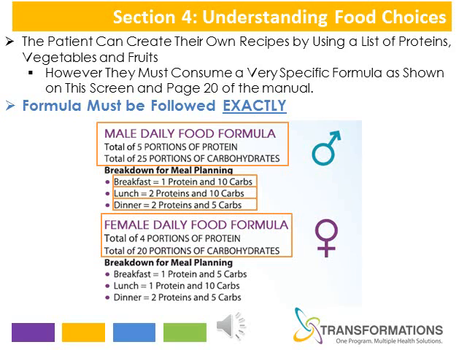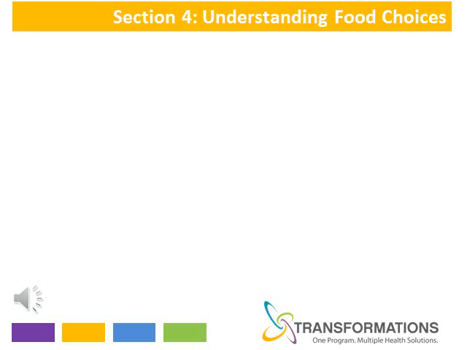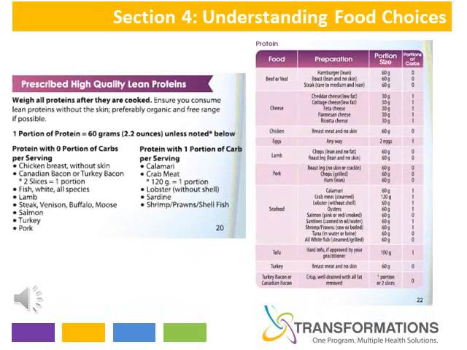Here is the formula of how many portions of protein and carbohydrates can be consumed on a daily basis for women. 4 portions of protein and 20 portions of carbohydrates. The breakdown is as follows: 1 protein and 5 carbs for breakfast, 1 protein and 10 carbs for lunch, 2 proteins and 5 carbs for dinner. Ensure you consume lean proteins without the skin, preferably organic and free range if possible.